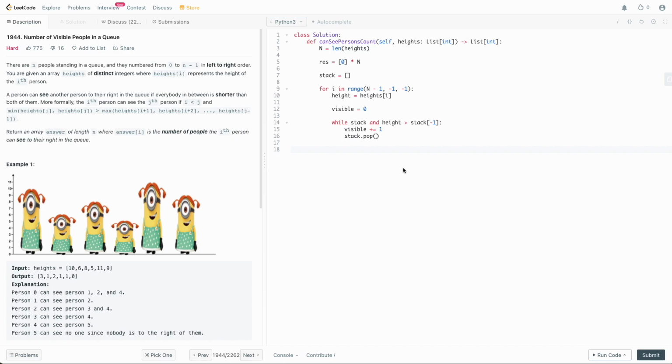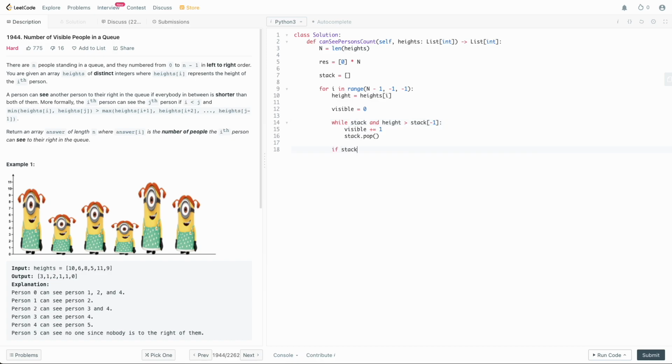Now, remember that we can run up against a person in the stack who is actually taller than us, but we still want to count them because we can see them, right? For this person, they can still see this height 11, even though we don't pop them from the stack and actually count them as a visible person. Basically, what this is going to do is count all the people between the next higher person, but we still need to count that higher person if they exist. And they're going to exist because the stack is going to be non-empty when this breaks. So basically, this is the condition that broke here, not the fact that the stack was actually empty.